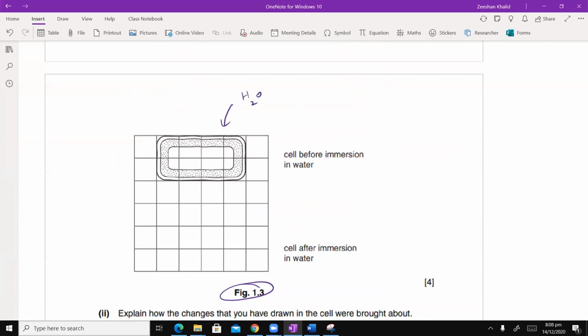Now if we have entered this cell in pure water, what this means is that the water potential inside the cell is lower, okay, and the water potential, of course, outside, that's in the water, is higher. So clearly there is a water potential gradient being established. It's higher on the outside, it's lower on the inside. So guess what will happen? What should happen? The water should enter the cell and the cell should become what is known as turgid.